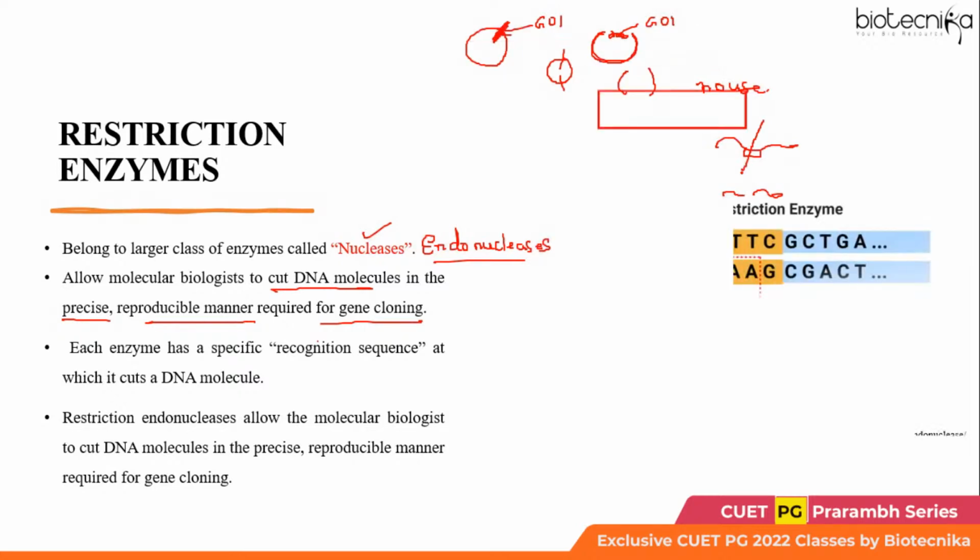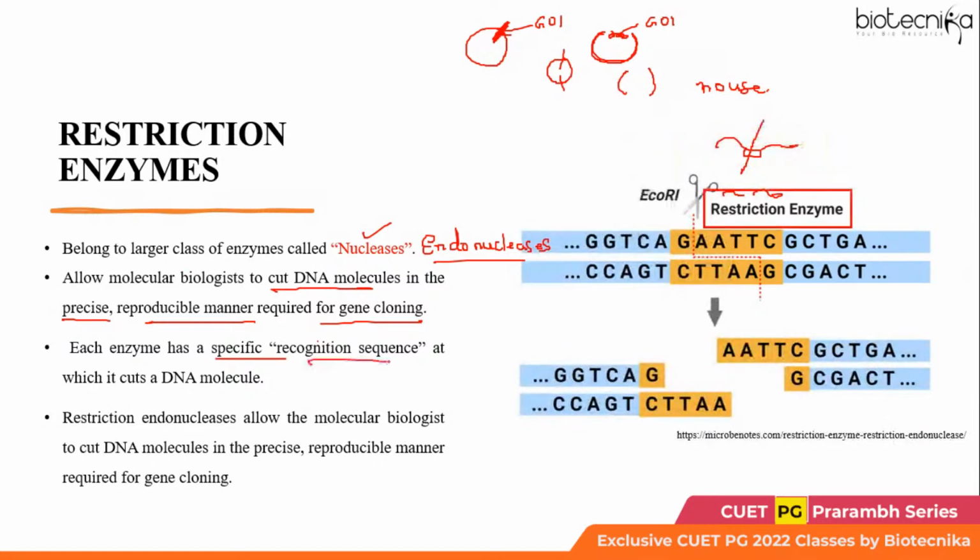These enzymes cut so precisely because they have a specific recognition sequence at which they cut a DNA molecule. Like here you can see this is a recognition sequence. So the enzyme will recognize it and will specifically cut the DNA molecule from here. It will not cut randomly. And because these enzymes cut the DNA, we call them molecular scissors as well. We use scissors to cut cloth or paper, right? So they are popularly called molecular scissors because we are cutting the DNA using them. So restriction enzymes are also called molecular scissors or restriction endonucleases.